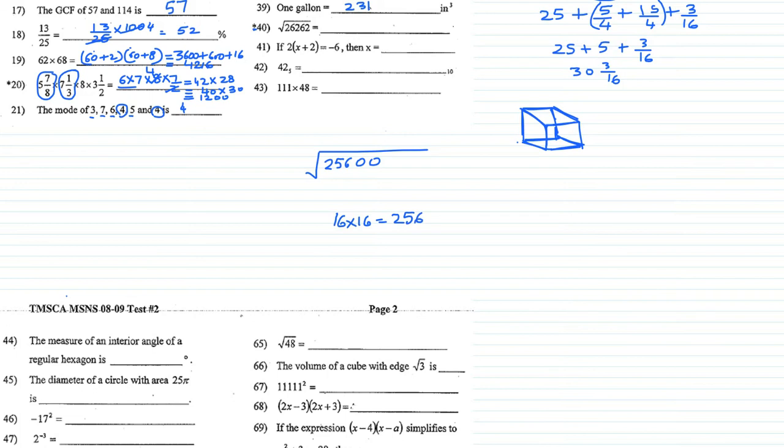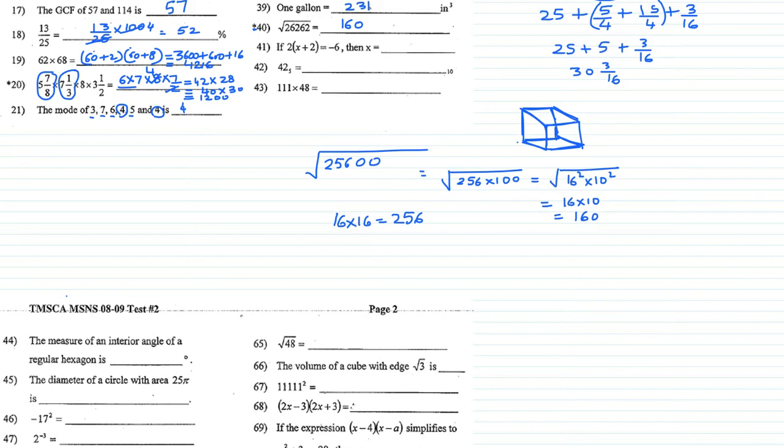So I approximated 26,262 as 25,600. So I can rewrite this as 256 times 100. So this is nothing but 16 square times 10 square. So the answer will be 16 times 10, which is equal to 160. So the approximate answer is 160.